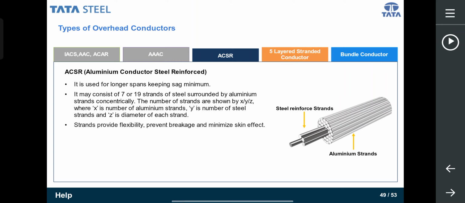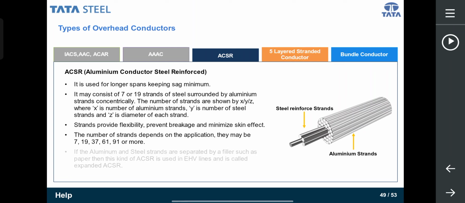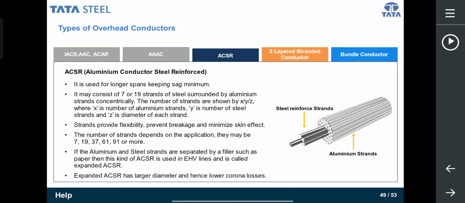Strands provide flexibility, prevent breakage, and minimize skin effect. The number of strands depends on the application. They may be 7, 19, 37, 61, 91 or more. If the aluminium and steel strands are separated by a filler such as paper, then this kind of ACSR is used in EHV lines and called expanded ACSR. Expanded ACSR has larger diameter and hence lower corona losses.